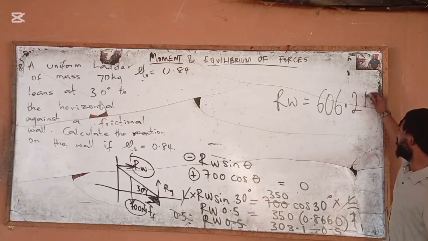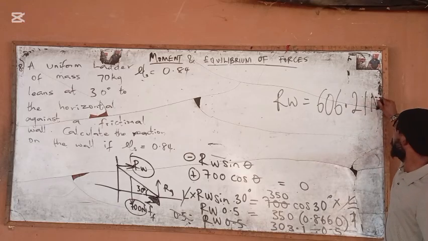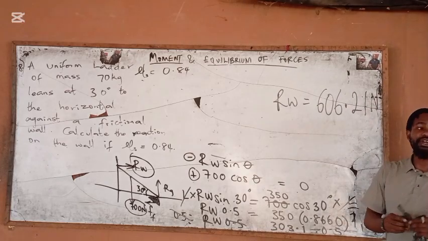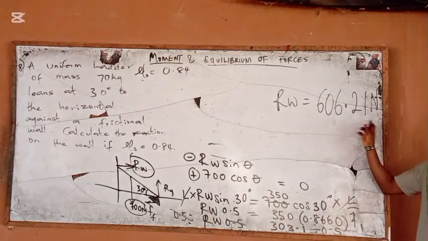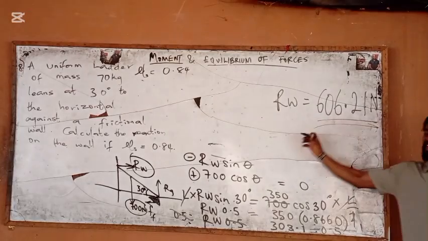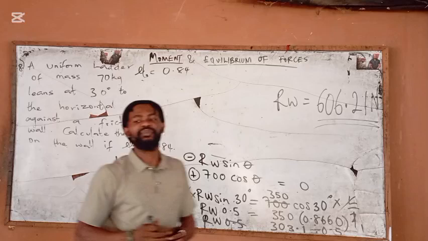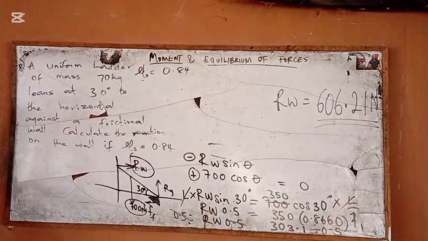606.2. Is it 1? Yes. Okay, which is what? In Newton. Okay, you got it? Yes. Okay, yes. See. Let's add something to this.